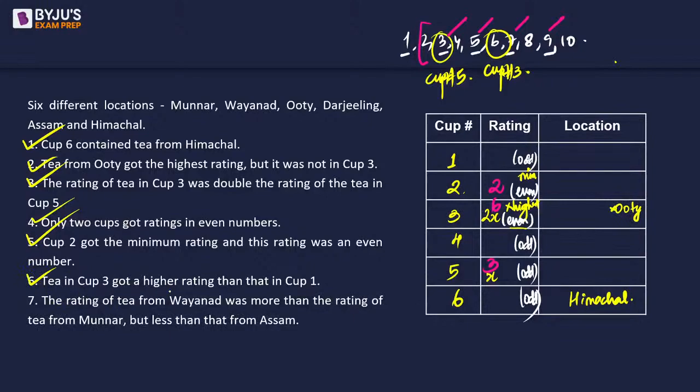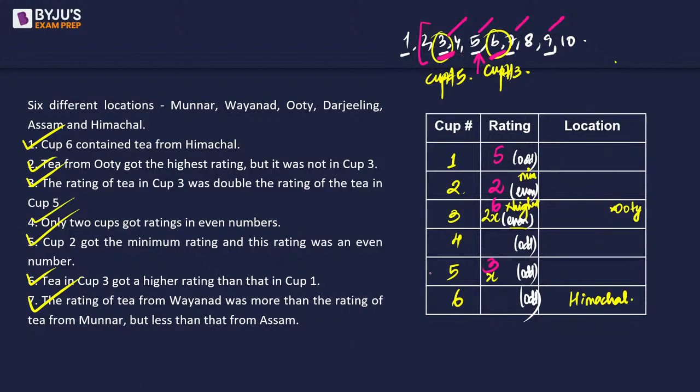T in cup 3 got a higher rating than that in cup 1. अगर cup 3 में अगर 6 है, then cup 1, which is odd, it can only take the rating 5 because 3 is already taken, 6 is already taken. You can't put even value at cup number 1. So odd में एक ही बचता है, which is 5. Okay. Next statement says the rating of T from Wayanad was more than the rating of T from Munnar, but less than that from Assam.